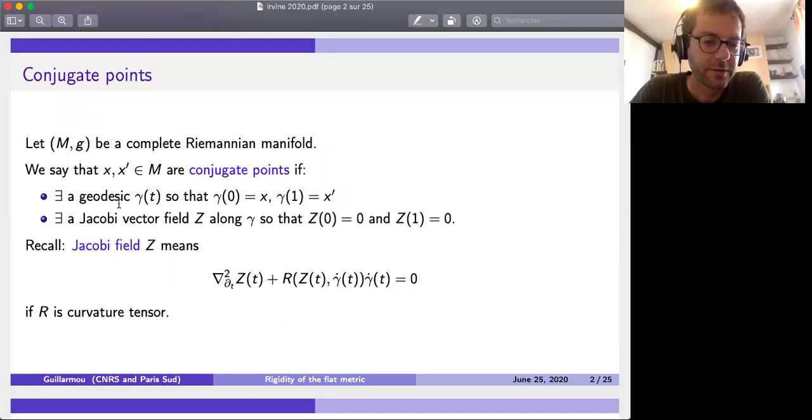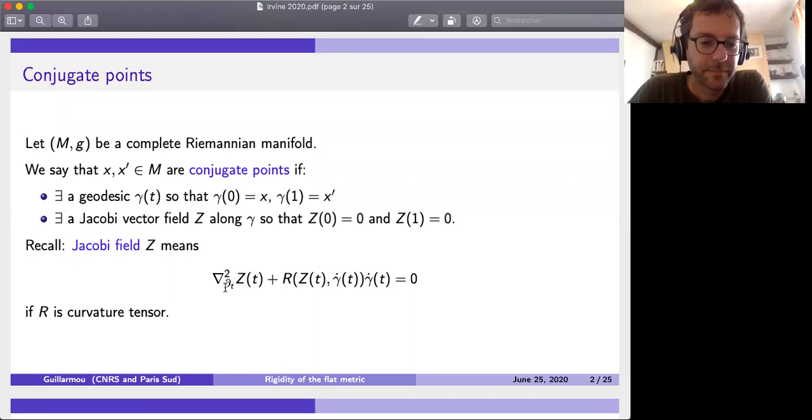I call it gamma of t, and the endpoints are given by x and x prime. So gamma of 0 is x, gamma of 1 is x prime. And there is a Jacobi vector field, which I will denote by z. It's just a vector field defined along the geodesic, which vanishes at the two endpoints. What are Jacobi fields? Jacobi fields are solutions of some ODE involving the curvature tensor. I wrote the ODE, it's a second order ODE.